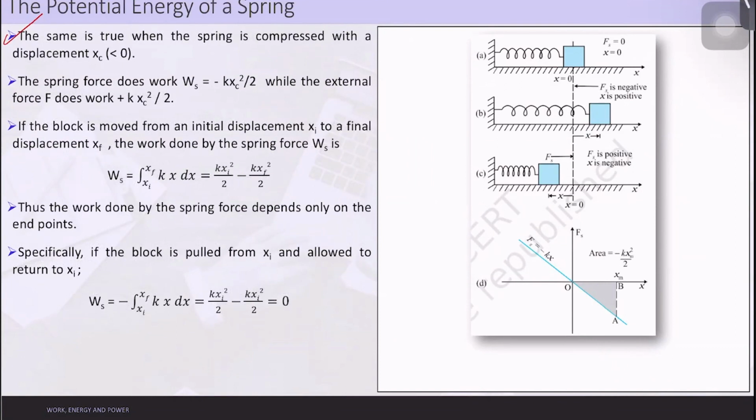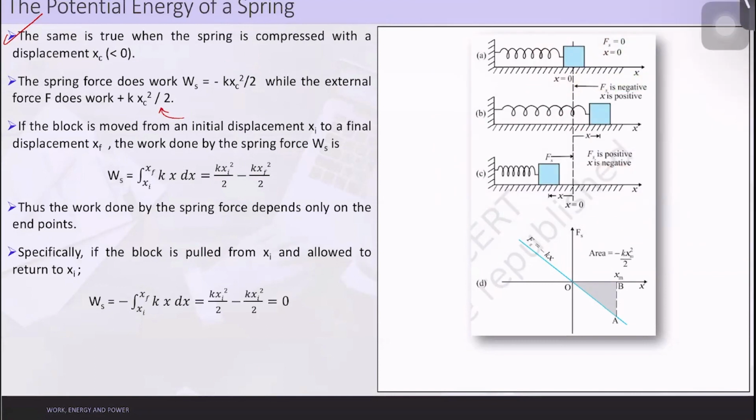So there also we can simply write that it is nothing but minus k xc square by 2, and the external work done is positive. Here also, it doesn't depend on whether xc is negative or positive, the square will always be positive. But you should remember that the work done by the spring should always be negative and the work done by the external force should be positive. Okay, so I hope it is clear.